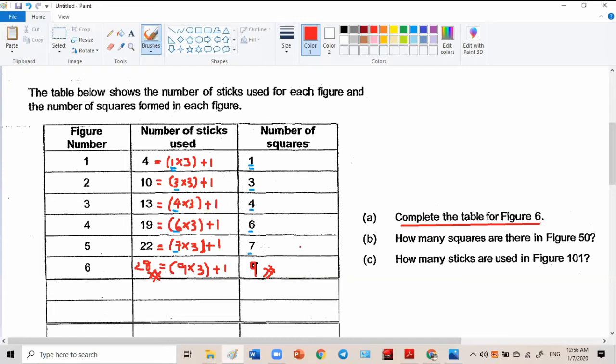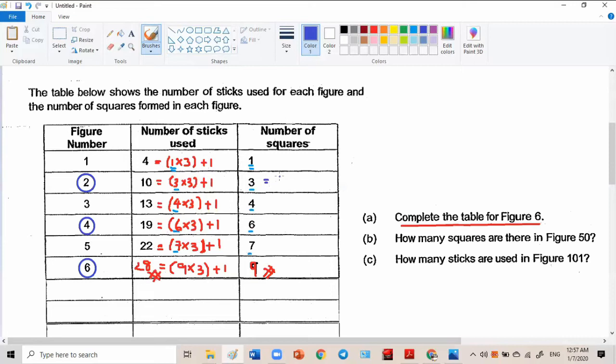Okay. So what do they want now? For part B, part A is done. How many squares are there in figure 50? Okay, figure 50. Let's take a look at the even numbers. Figure number even. Look at this. When this figure number is 2, 4, look at the even figure numbers, 2, 4, 6. When it's 2, what happens to here? This is 3. What does it come from? Let's see.